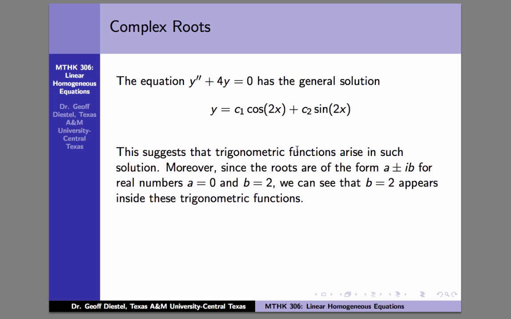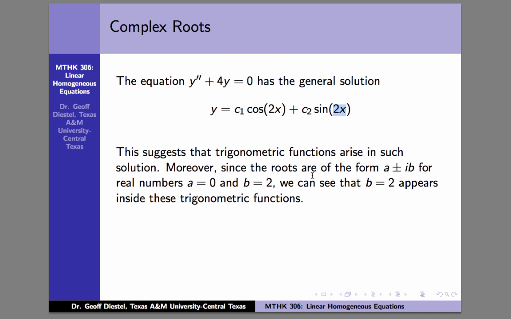They had this form of some real number plus or minus some real number times i, the imaginary number that's the square root of -1. In our case, these numbers were a equals 0 and b equals 2. Now if we take that and look at our general solution, we see the number 2 is appearing in our solution inside of the trig functions. And this is what's going to be the general observation: when we find these complex roots, all we have to look at are the two parts, the a and the b, the real number parts.